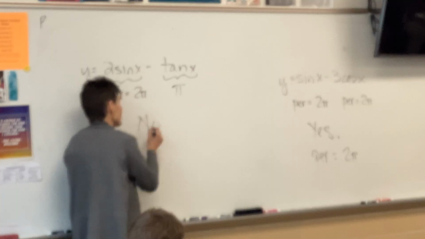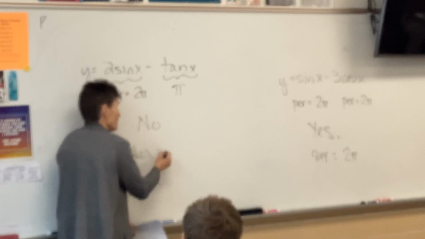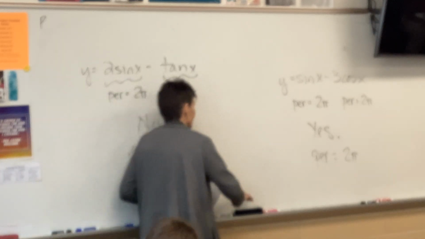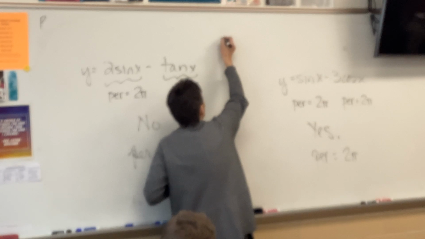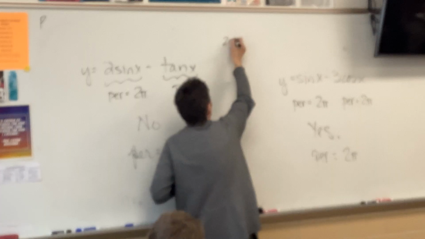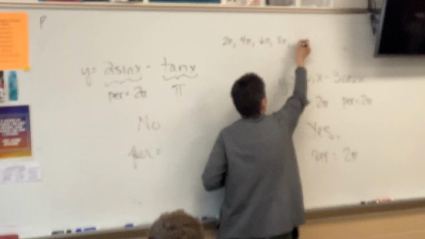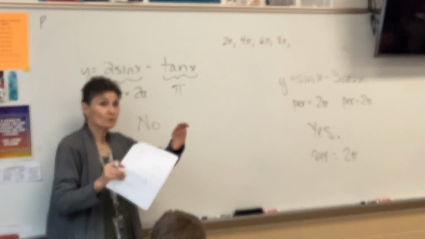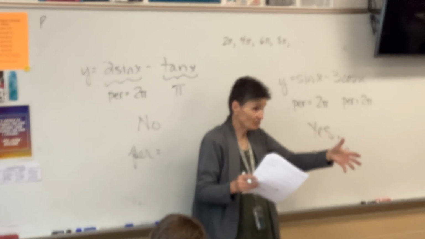So this is not sinusoidal, but it still has a period. It's still going to be periodic. Here's how you figure that period out. If the period is 2 pi, then that means every 2 pi, I repeat myself. So for this guy right here, I go 2 pi, and then I do it again, and end at 4 pi, and then I do it again, and end at 6 pi. Does that make sense to you?